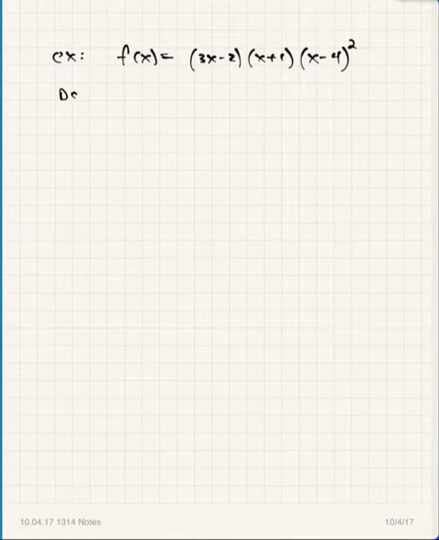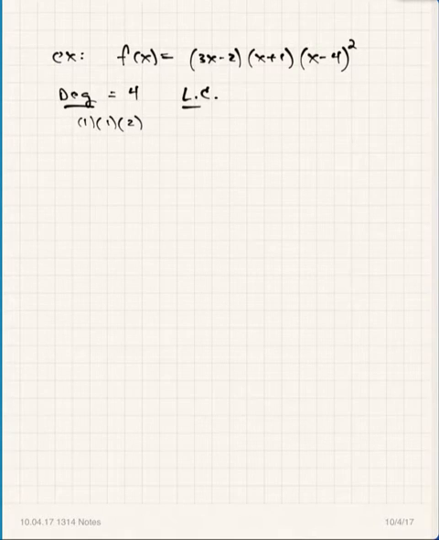So the degree for this polynomial function, right? You've got a first degree factor, and another first degree factor, and then a second degree factor. So the degree for this polynomial will be 4. The leading coefficient, well, you've got a 3x, an x, and an x. And so that's just going to give you 3x to the 4th. So the leading coefficient is going to be positive 3.